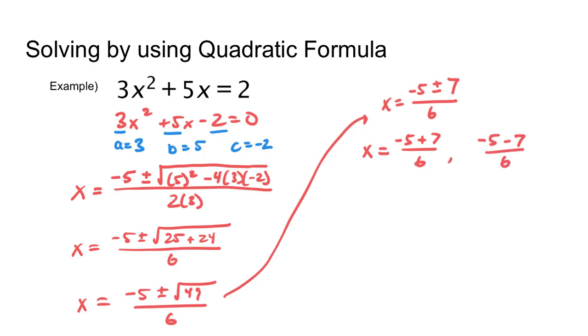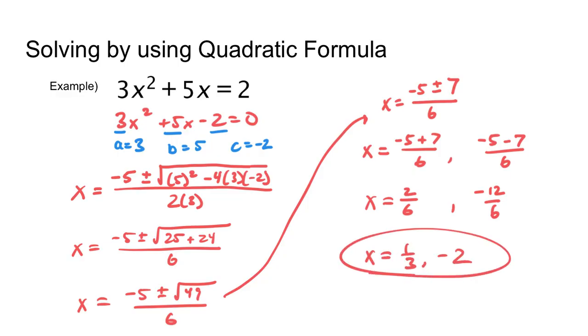So one of them is going to be negative 5 plus 7 divided by 6. The other is going to be negative 5 minus 7 divided by 6. Let's do some math. Negative 5 plus 7 is 2, so I have 2 sixths. The other one, negative 12 sixths. So my final answer is 1/3 and negative 2. Those are the two answers to this quadratic equation.